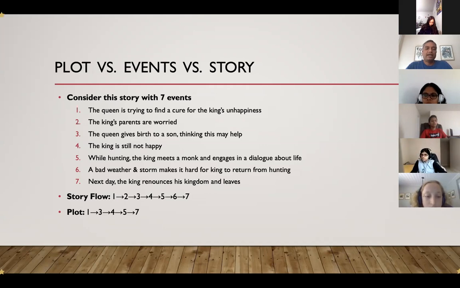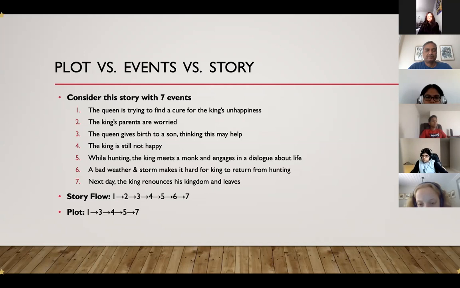Sixth is a bad weather and storm makes it hard for the king to return from hunting. So while the king is coming back from hunting, dark clouds, storm, pouring rain, all of that happens, lightning, but he comes back. Next day, the king renounces his kingdom and leaves. So it's a very simple example I just created for the purpose of this course.